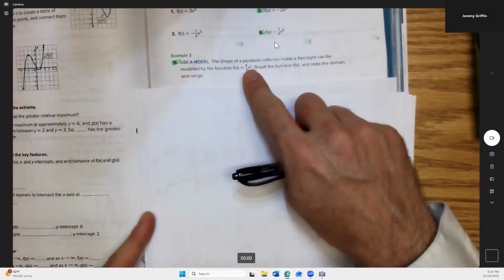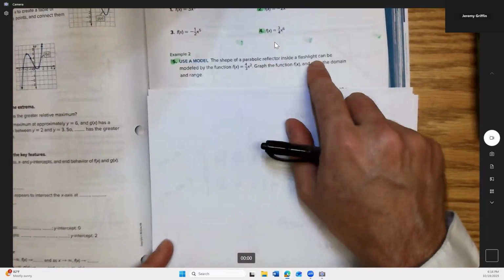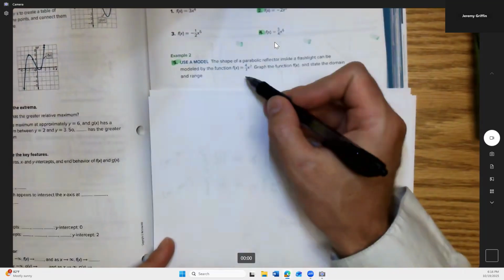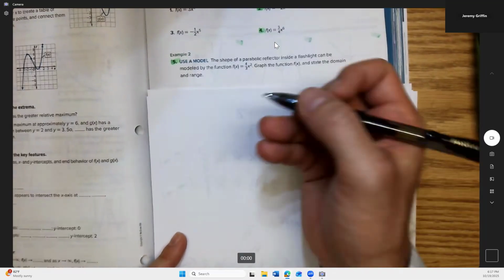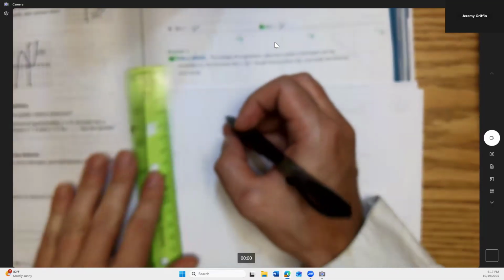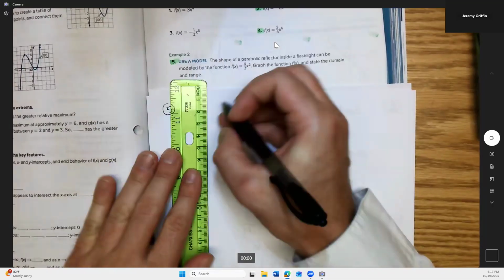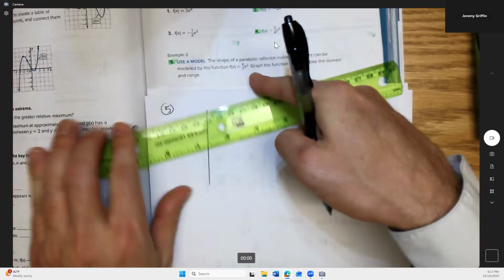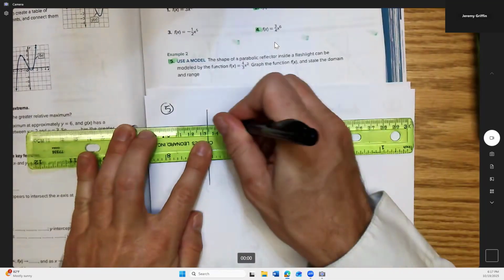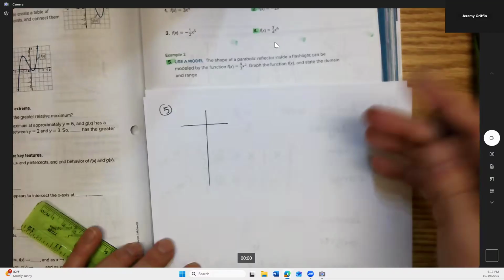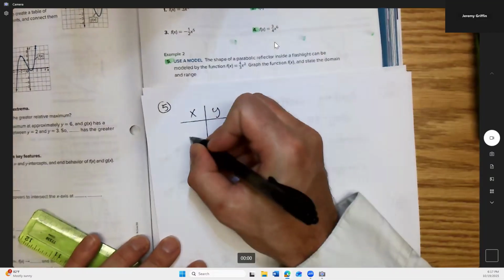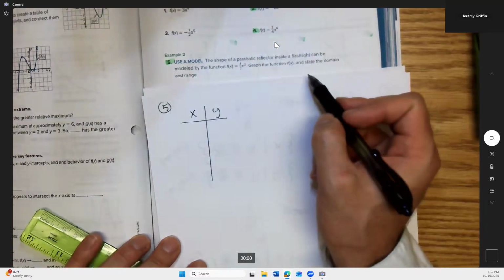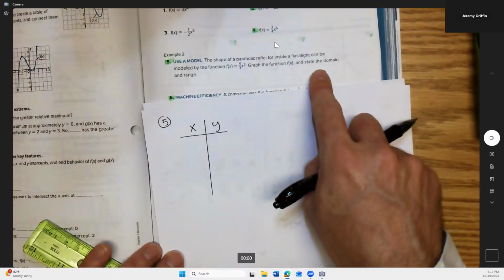Number 5, use a model. The shape of a parabolic reflector inside a flashlight can be modeled with the function f of x is 4/3 x squared. Graph the function, state the domain and range. Here, let's make a whole table with this. Oh, hey, isn't this a parabola? Didn't we just spend like 3 weeks doing module three, and that was all parabolas? I said x value, y value. Let's make this that. Wait, state the domain and range.